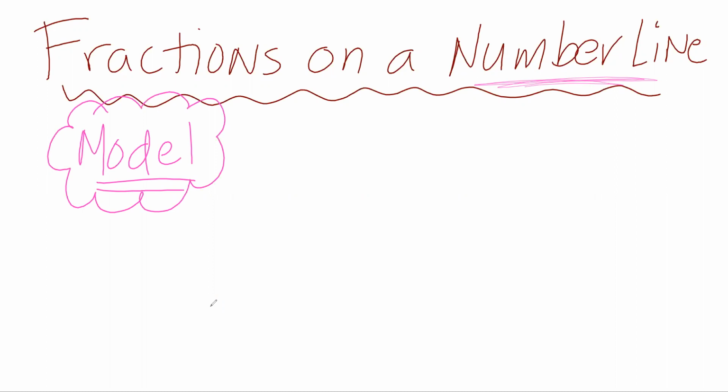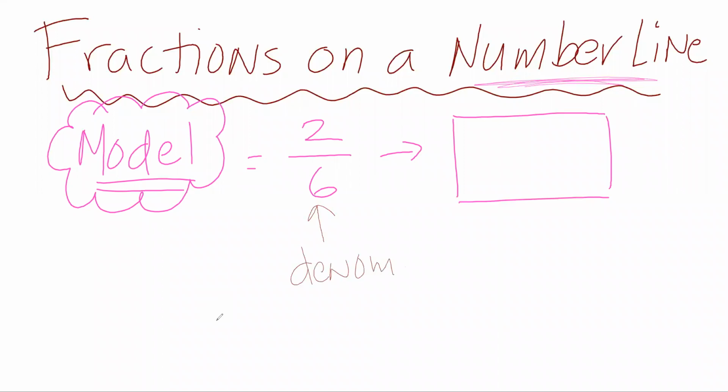But again, if we were talking about how to model a fraction, say I have 2/6, right? That just means my denominator, the bottom number, that denominator, tells me how many parts my whole is cut into. So that's a 6, right? 1, 2, 3, 4, 5, 6. And then my numerator tells me how many are shaded. So there's 2/6. So that's if we model it.